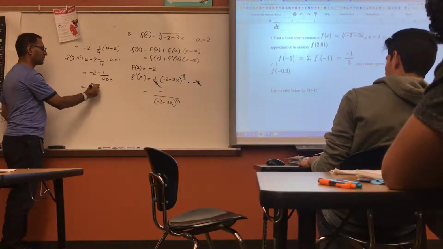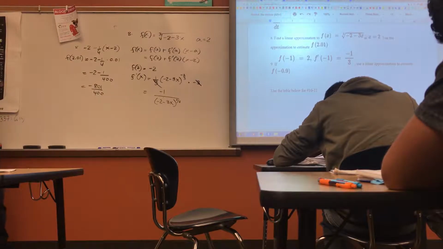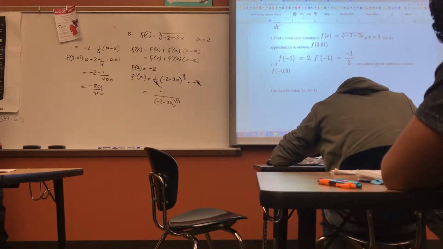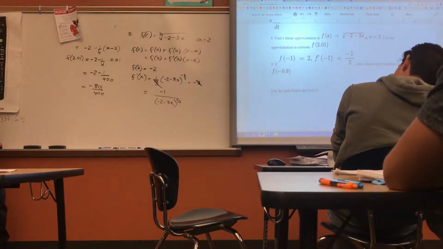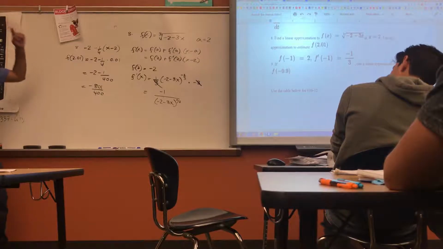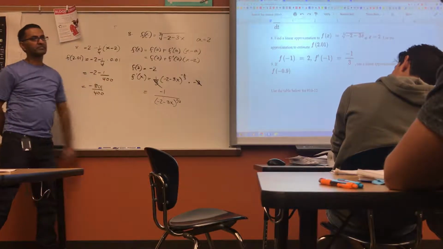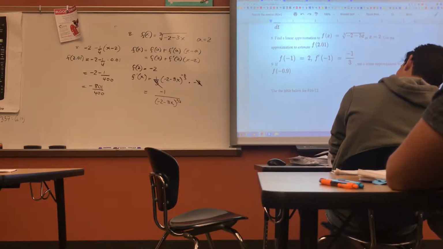Negative 801 over 400. Ask me. Isn't it plus 1/4? Where? Plus 1/4? It's cube root. Cube root. Negative 2. There was a negative 1 on top, miss. Oh, okay. So the bottom is 4. Yeah, the bottom was 4, but the top was negative 1.